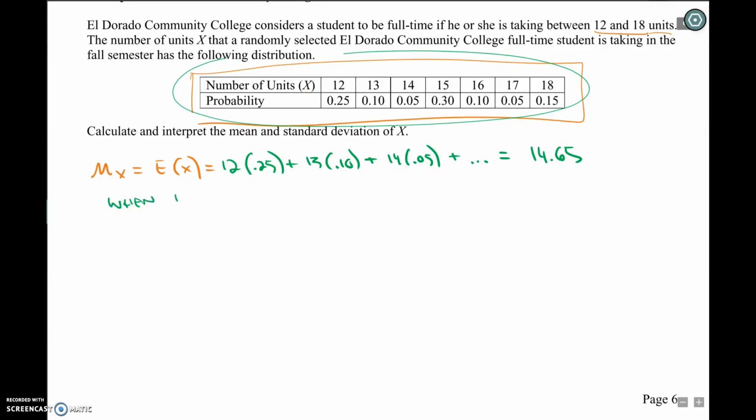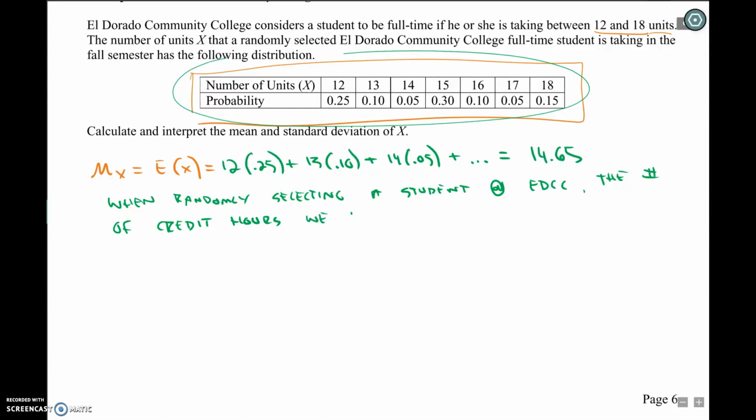When randomly selecting a student at El Dorado Community College, we expect, let me rephrase that, sorry, the number of credit hours we expect that student to have is 14.65 credit hours on average.